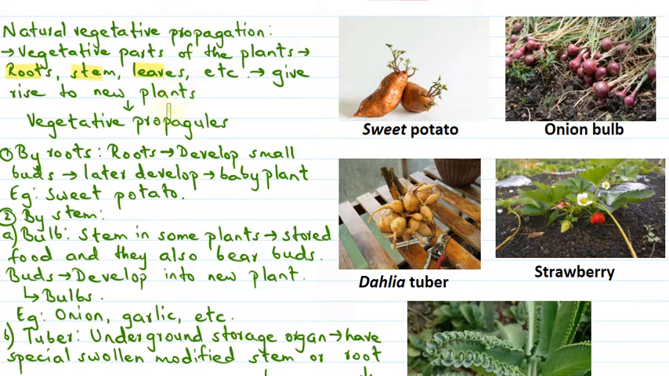So these vegetative parts of the plant can give rise to new plants, and these parts are known as vegetative propagules. So what are vegetative propagules? It is a vegetative structure that can detach from the parent plant and can give rise to a new plant. Then we discussed how vegetative propagation takes place from these different vegetative propagules.